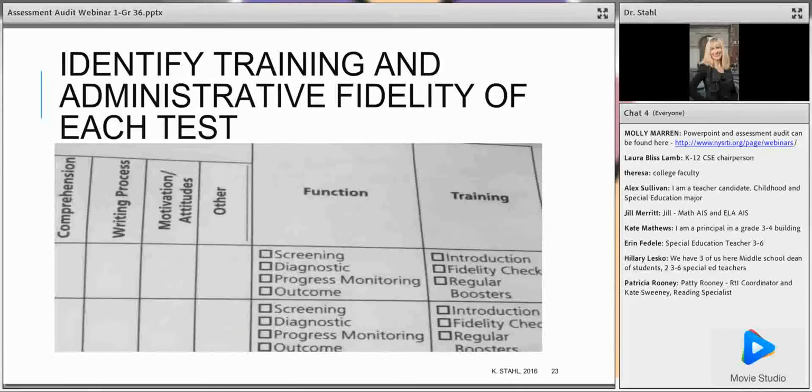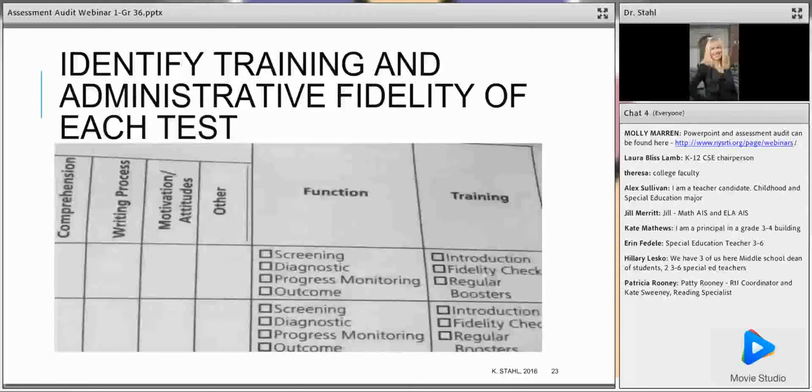And finally, training. Let's identify the training and administrative fidelity of each test. We can give tests, and they are not worth the paper that they are written on, and they are certainly not worth the time that we have spent on them, if they are not being administered in standardized ways from teacher to teacher. This is extremely important.